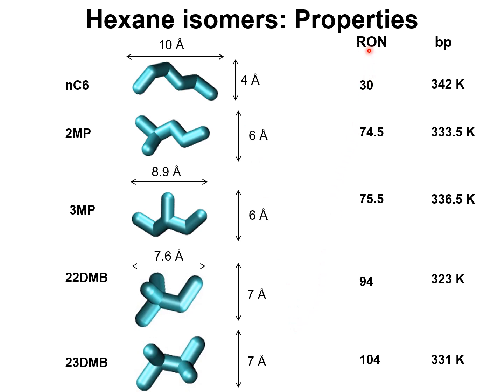Firstly, let's look at the research octane number. We see that the research octane number increases as we proceed from the linear normal hexane to the monobranched isomers and the dibranched isomers. The dibranched isomers have the highest octane numbers, and these dibranched isomers are the preferred components in high octane gasoline.